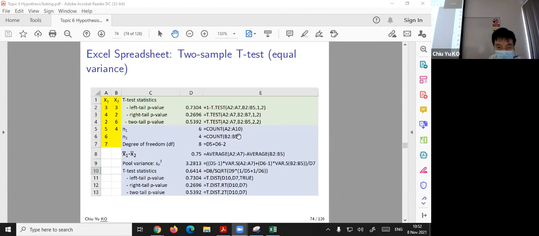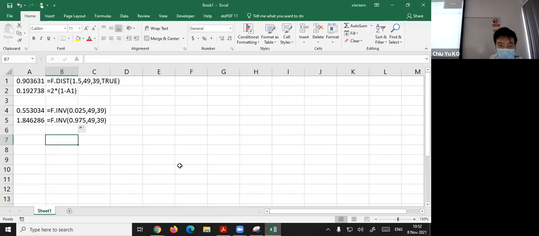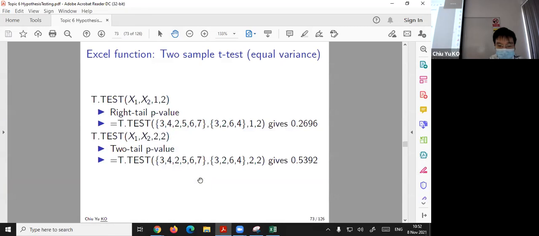I think we did that, but let us go over it again. So we are going to learn this T test formula, and then we learn some add-in.